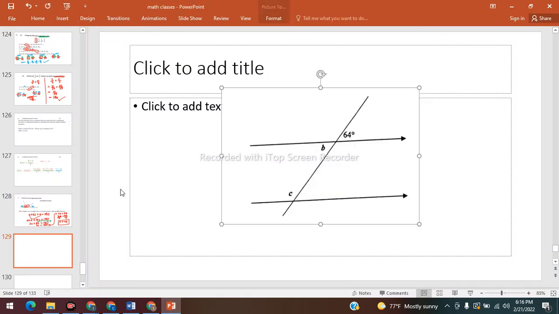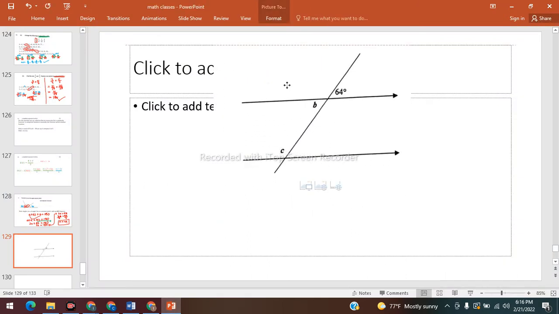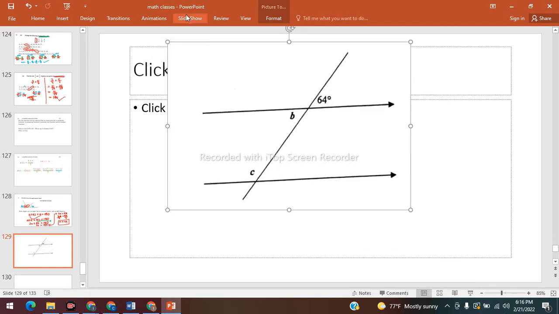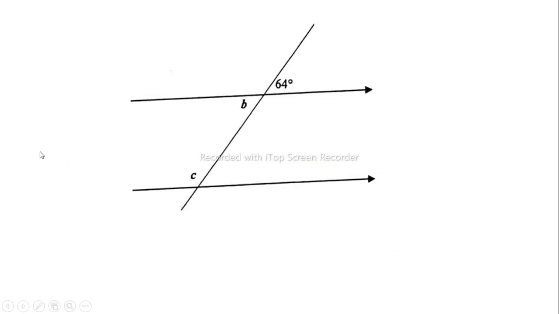Alright, so we're trying to find angle B and angle C. Question: what do you think angle B is going to be equal to? 64. Why do you say 64? Because they're on the side of the vertically opposite angles. Vertically opposite angle. Very good, Ms. Cooper. I like that you remembered the name.